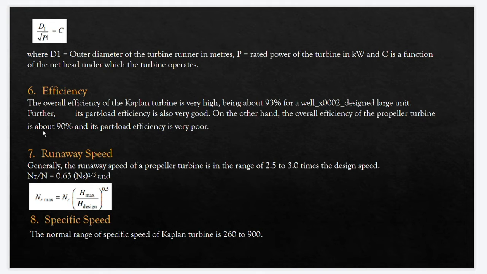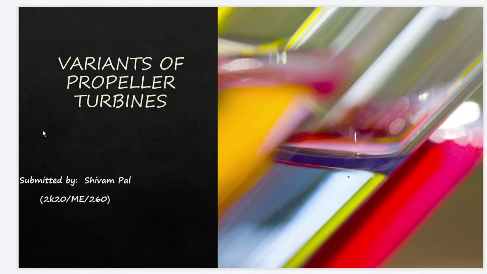The runaway speed. Generally, the runaway speed of a propeller turbine is in the range of 2.5 to 3.0 times the design speed. The specific speed: the normal range of specific speed of a Kaplan turbine is 260 to 900.